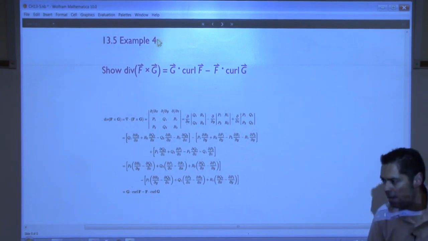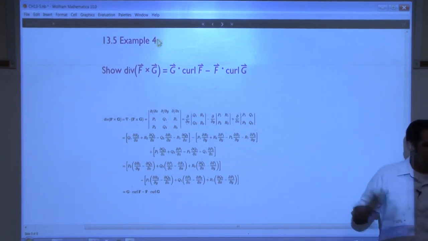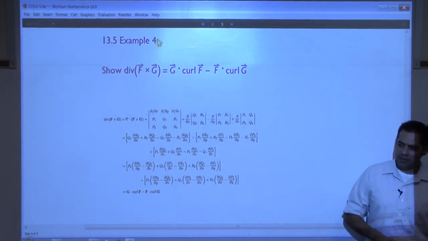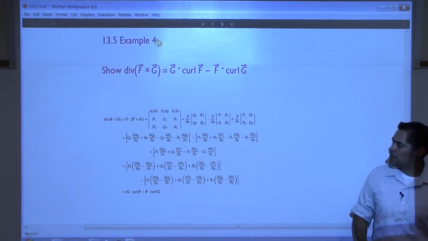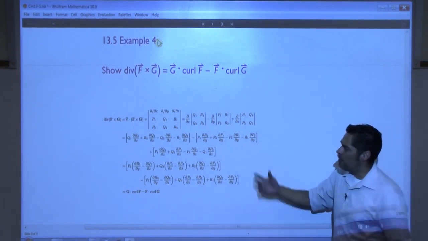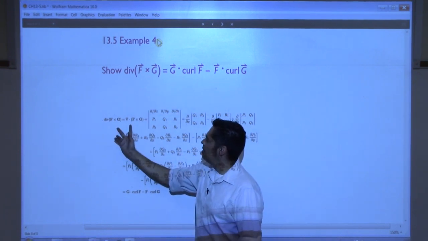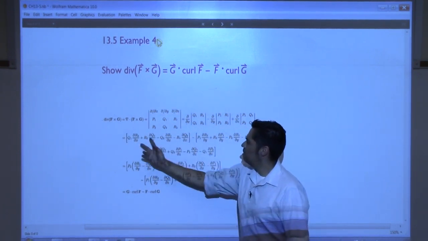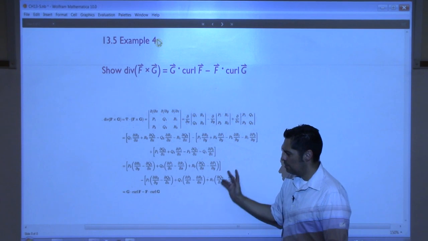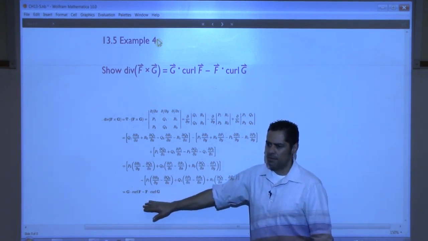Do you remember in pre-cal when you had to show an identity, you started with one side and turned it into the other side? That's what you would do with this. And this is in your notes. You can follow this. They started with the left side, and they turned this into the right side. All right?